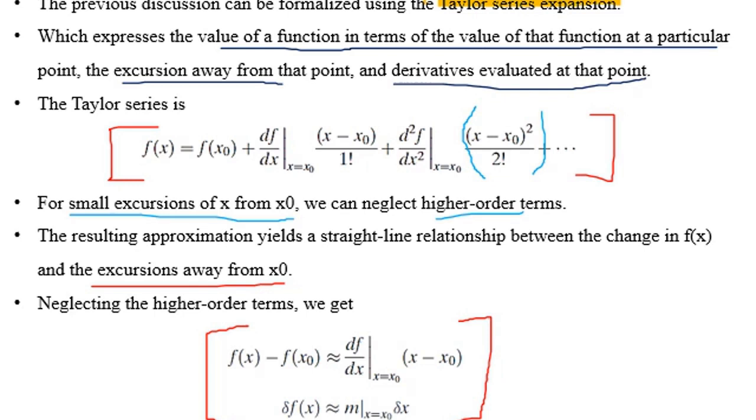Now changes in functional value are approximately equal to the slope at that particular point multiplied by the change in x. This is a linear relationship between del f of x and del x for small excursions away from x0.